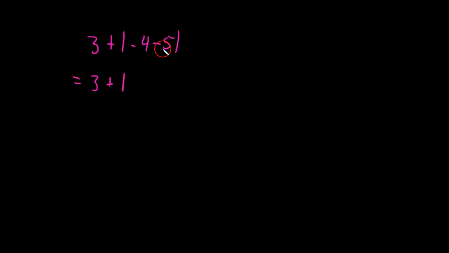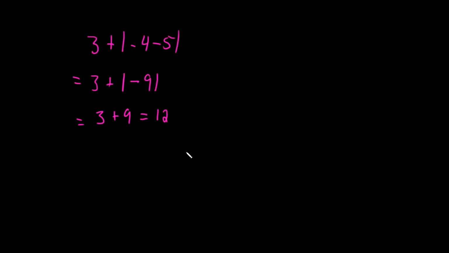Now we ask ourselves, what's -4 minus 5? Well, we know -4 minus 5 is -9. And what's the absolute value of -9? It's just +9. So this equals 3 plus 9. And we know 3 plus 9 equals 12. So 12 is our final answer.